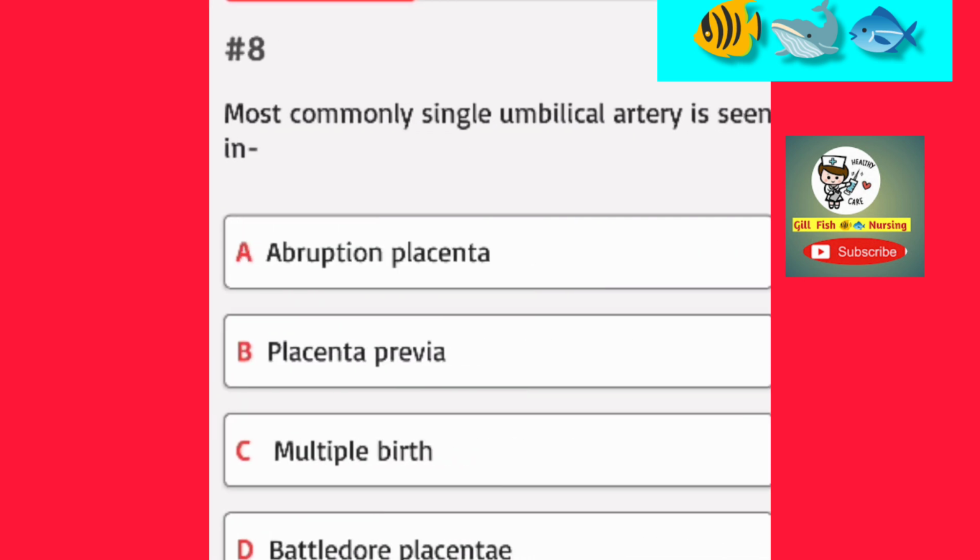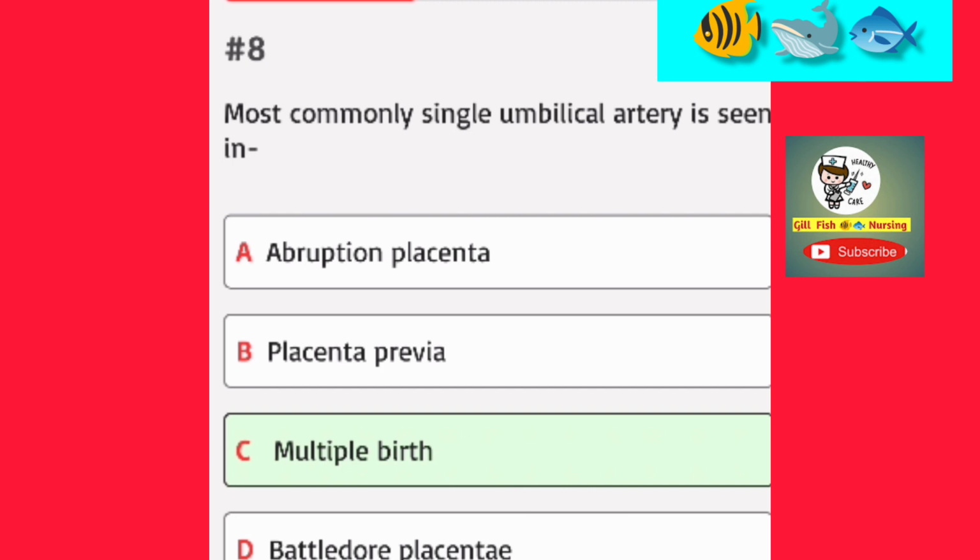And the next question is, most commonly single umbilical artery is seen in. So you see the question, that is single umbilical artery. In which condition, note it down. A, abruptio placenta; B, placenta previa; C, multiple birth; and D, battledore placenta. So what is the correct answer here? It is multiple birth, only there you will get a single umbilical artery.